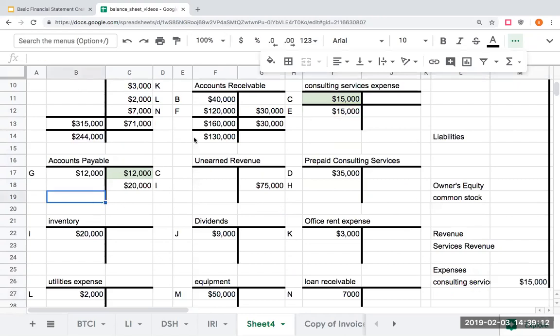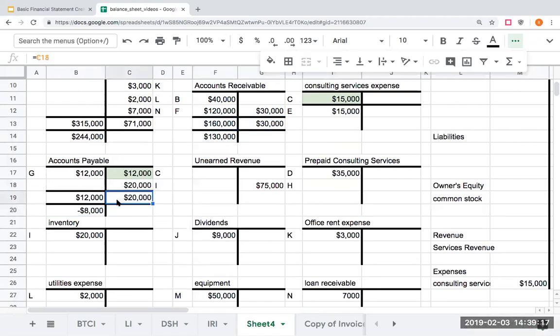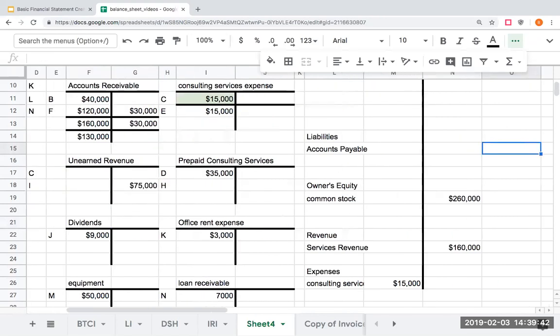I have accounts payable. For accounts payable, I have total debits of $12,000 and total credits of $32,000. My ending balance in accounts payable is going to be $20,000. Remember, I'm subtracting the smaller from the larger, and I end up with the remainder being on the larger side. So right here for my liabilities, I'm going to have accounts payable with a $20,000 balance.